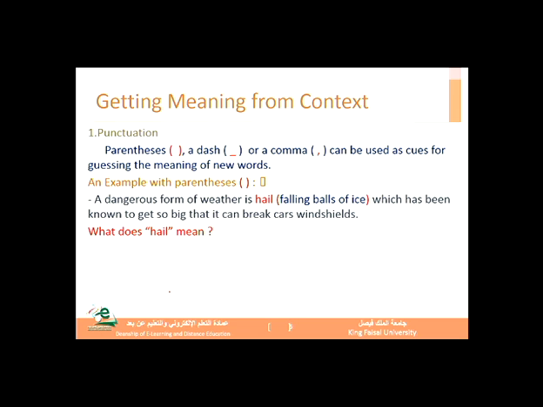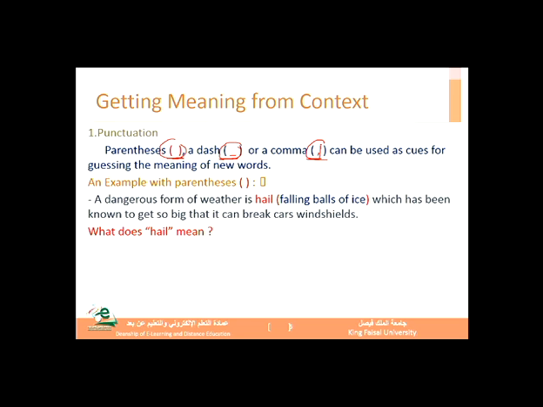We have parentheses here, dash, a comma. These are some examples of what we mean by punctuation. All right, so parentheses, dash, and comma. These can be used as indicators, or let's say cues, that help you identify the meaning of new words.